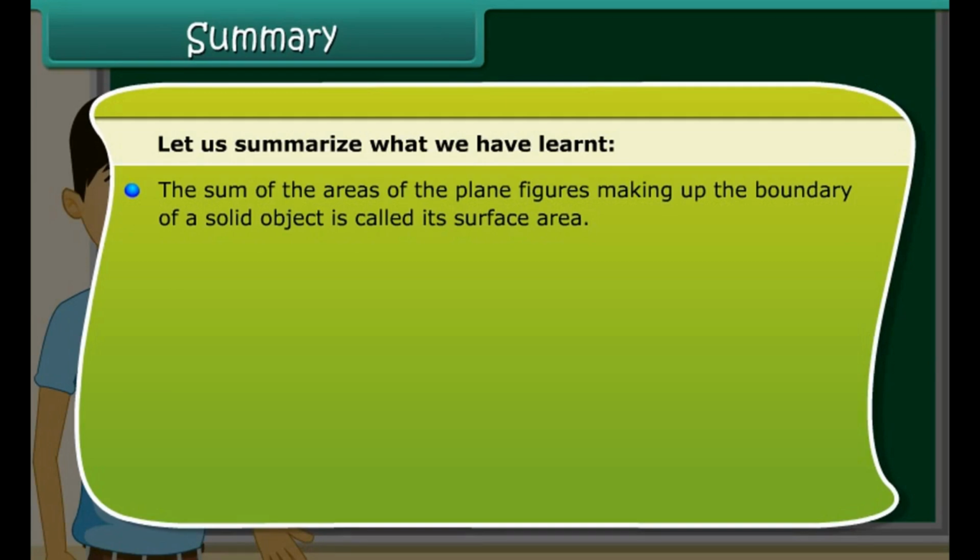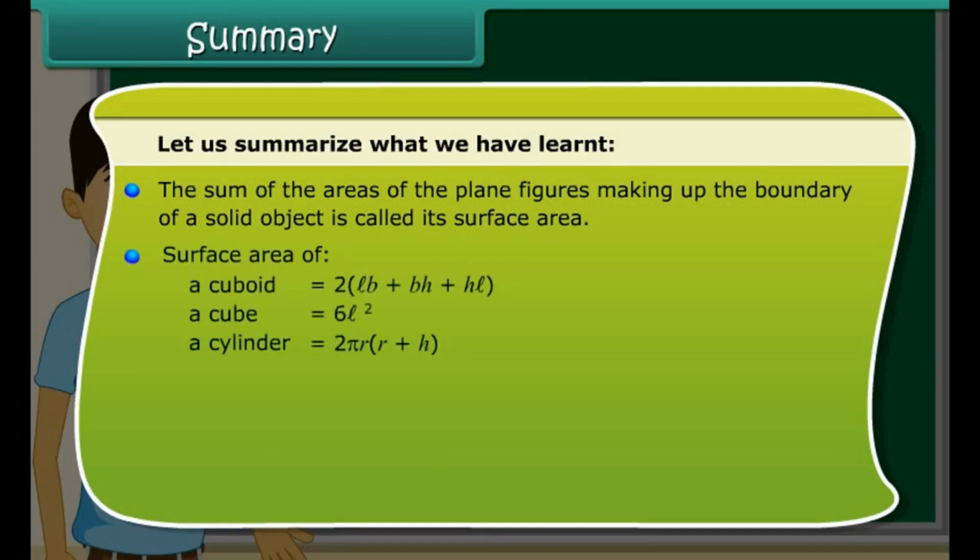Surface area of a cuboid is equal to 2 into LB plus BH plus HL. Surface area of a cube is equal to 6L square. Surface area of a cylinder is equal to 2 pi r into r plus h. The volume of an object is the amount of space it takes up.